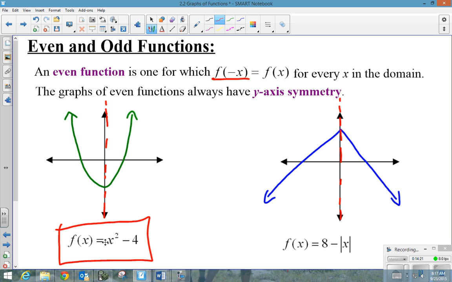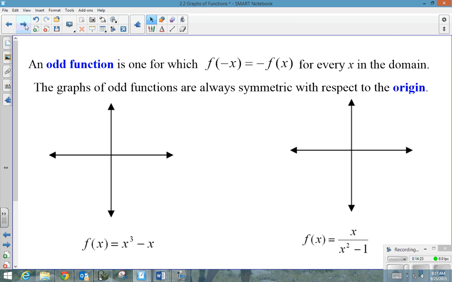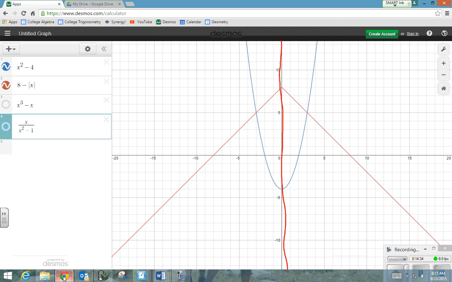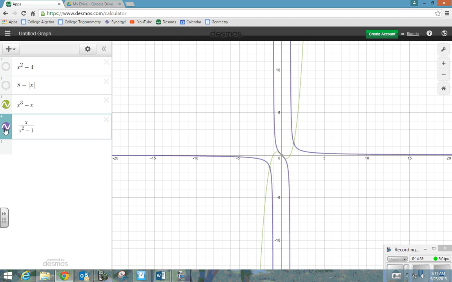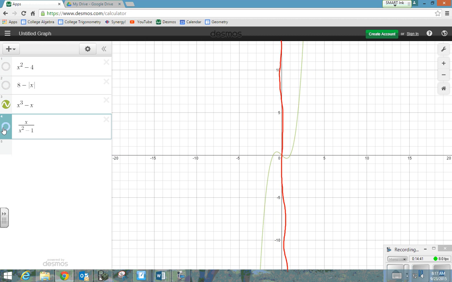Okay, our second family of functions are going to be odd functions. Odd functions are going to have that symmetry about the origin, meaning it has rotational symmetry. If we look at these graphs here, you can see x cubed minus x has that rotational symmetry. If I rotated this 180 degrees, it would be the same exact graph. So that has symmetry about the origin.